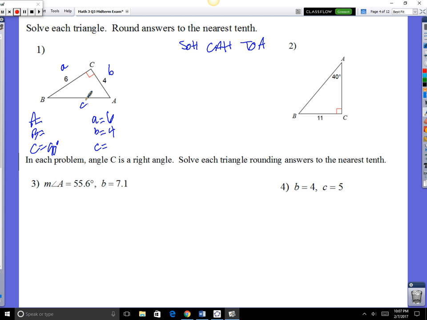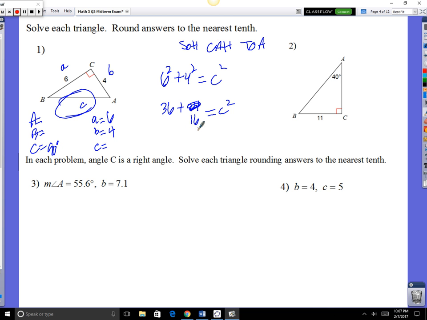I've got 2 of the 3 sides. I can do Pythagorean theorem, and this is the hypotenuse. So I'm going to do the little guy squared plus the little guy squared equals the hypotenuse squared. So 36 plus 4 times 4 is 16.